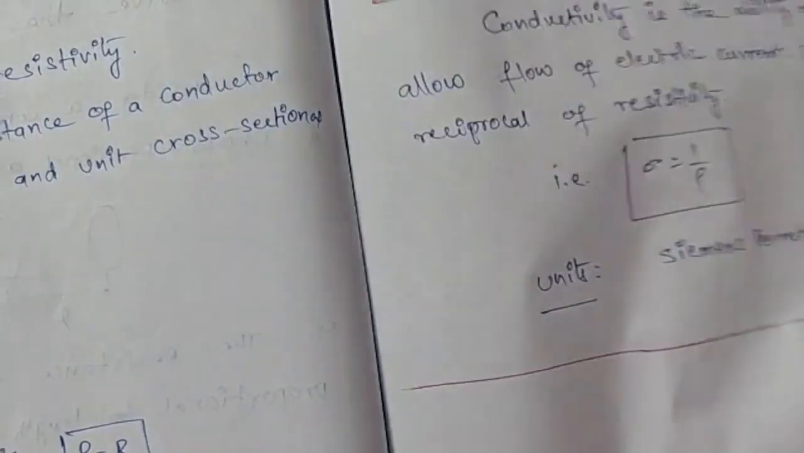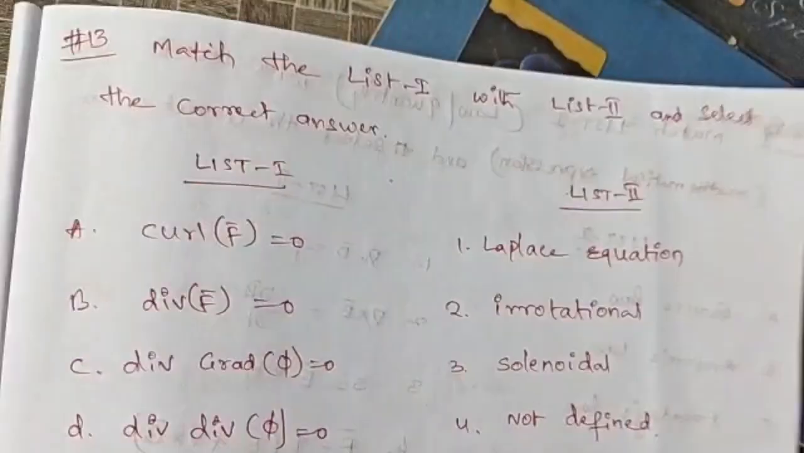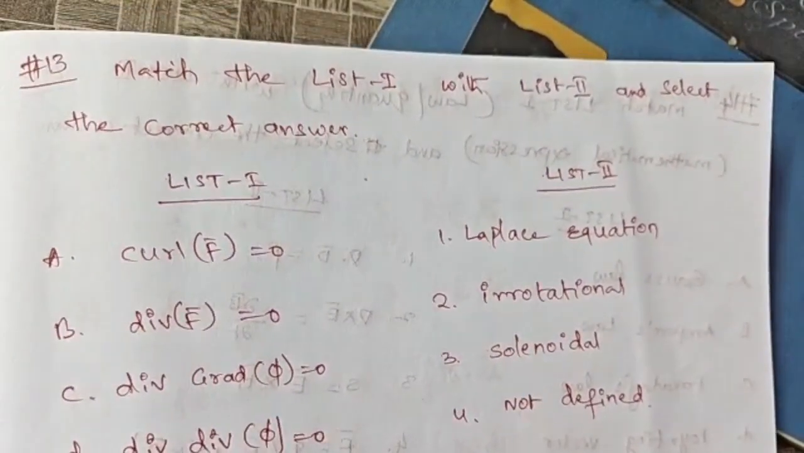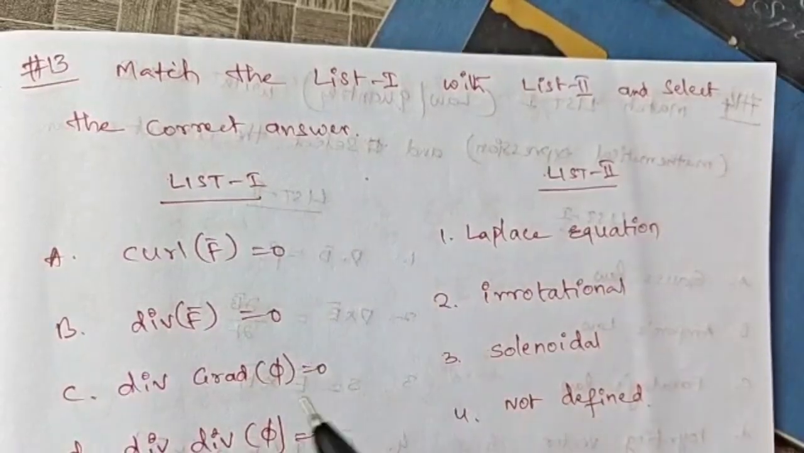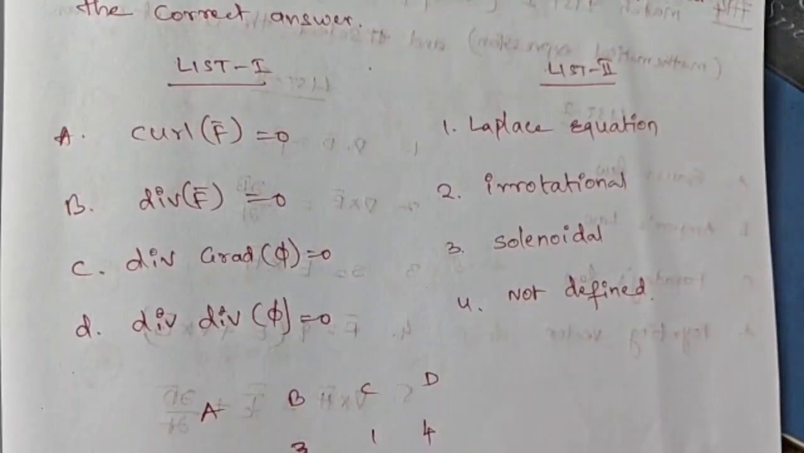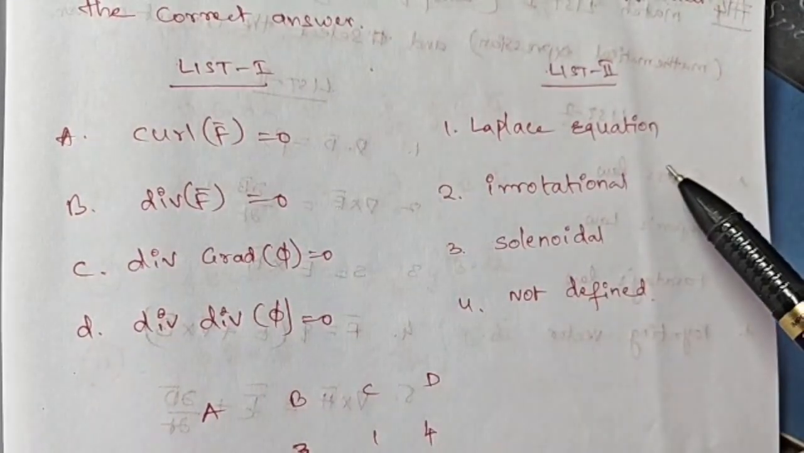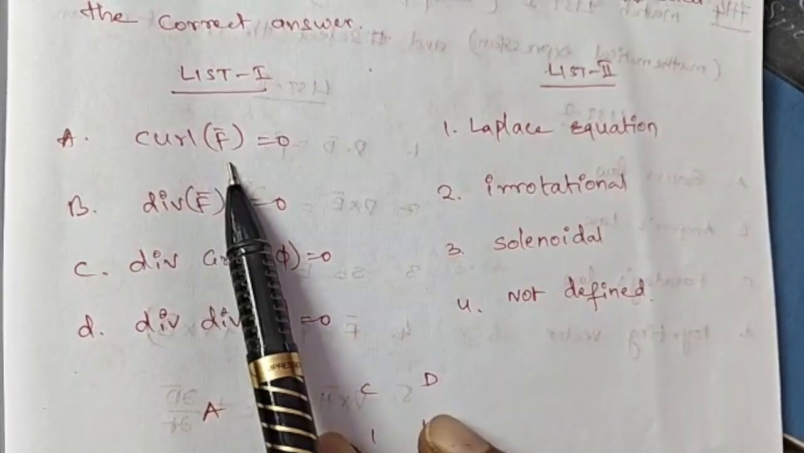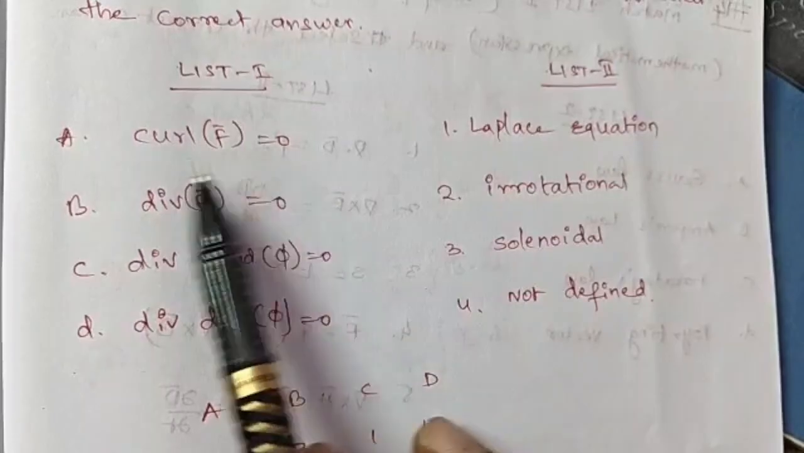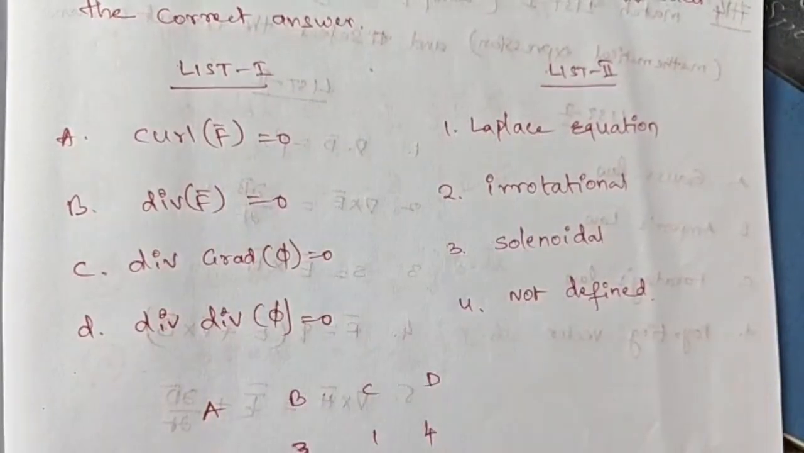Okay, next question is, match the list 1 with list 2 and select the correct answer. In list 1, some formulas are given, and in list 2, the formula names. Option A is curl of a vector equal to 0. See, curl of a vector field is 0 means it is irrotational. Right, so option A is 2.